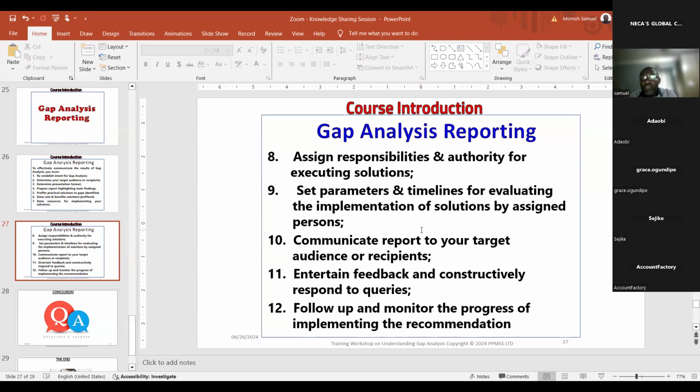By doing that, you are already assigning responsibilities. You are tying each solution or each action you have recommended to a particular person, so you know who to hold responsible. Then the next thing will be to set timelines and benchmarks that are going to be used to measure performance, along with completion timelines for the actions that you are recommending. This will be communicated to the persons that you have assigned to carry out those tasks.